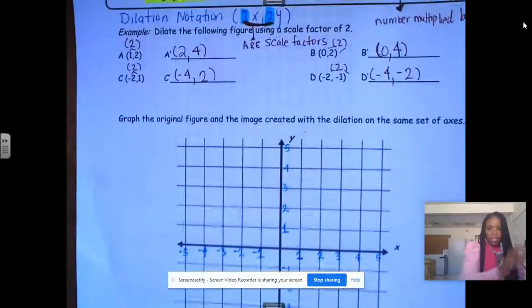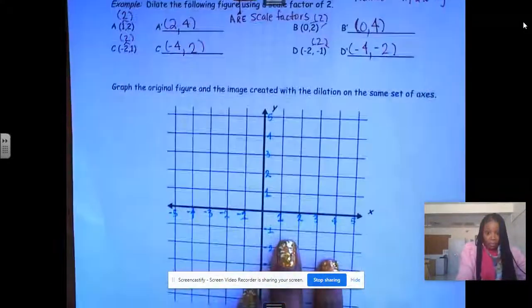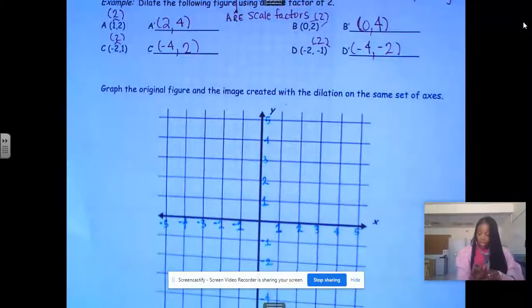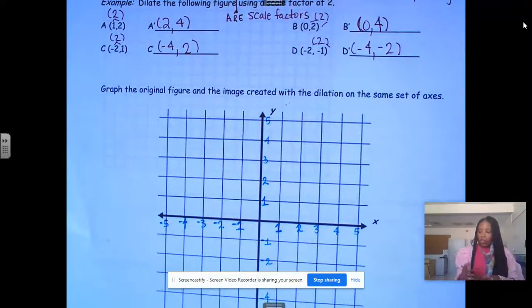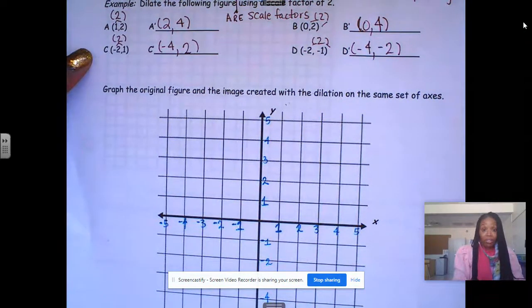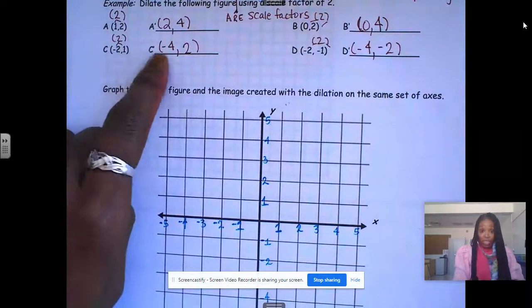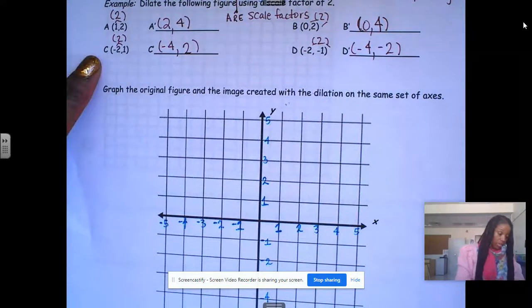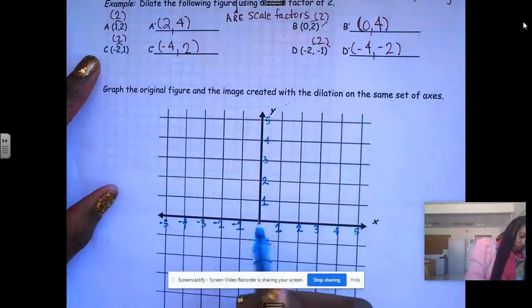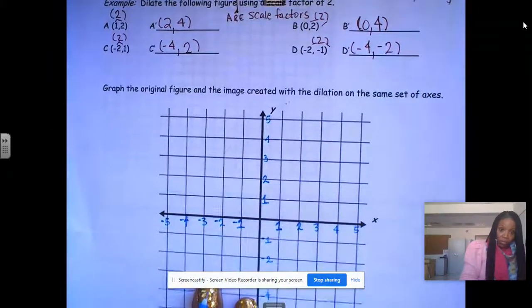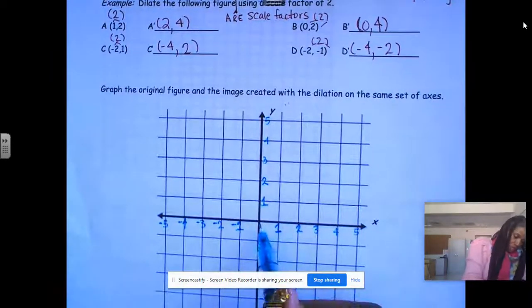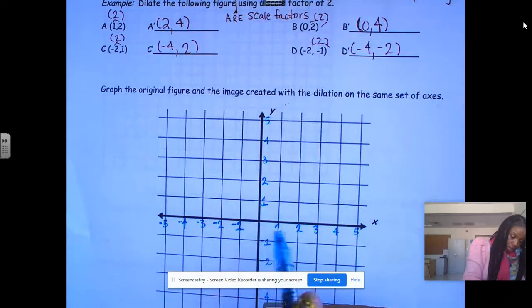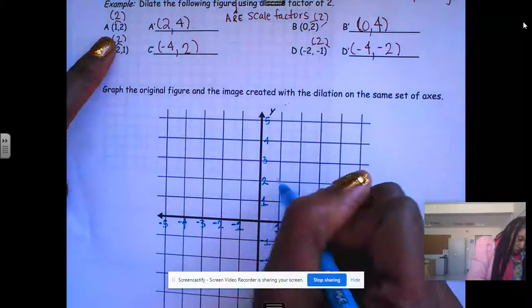So if I'm looking at this right here, the first thing we have to do, think about it from yesterday's notes, from your translation notes, is plot my beginning figure. So I'm plotting just my regular letters, not my prime letters, not with the tick marks first. It is just my regular letters. So I'm going to plot this. On the graph, you start at your origin, and then you go over to 1, and then up to 2.